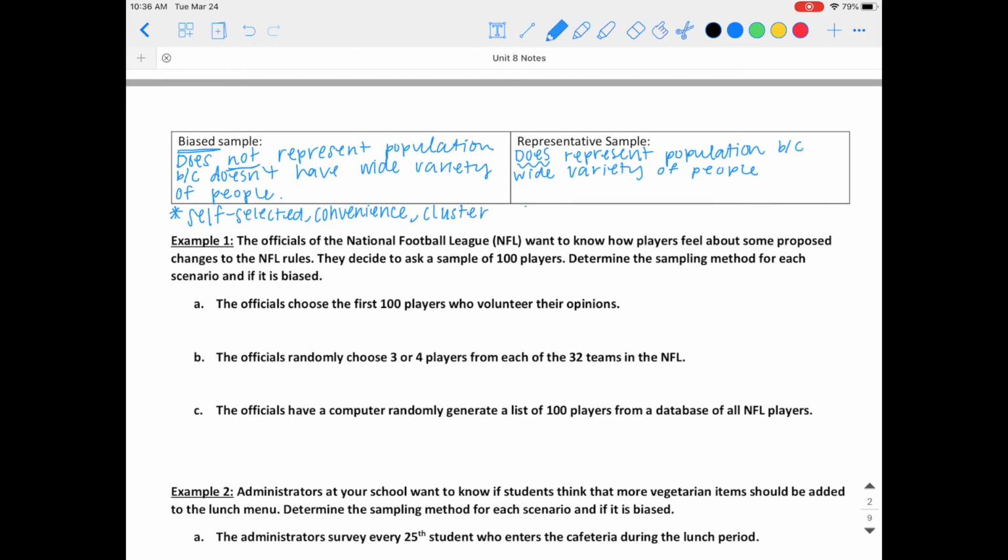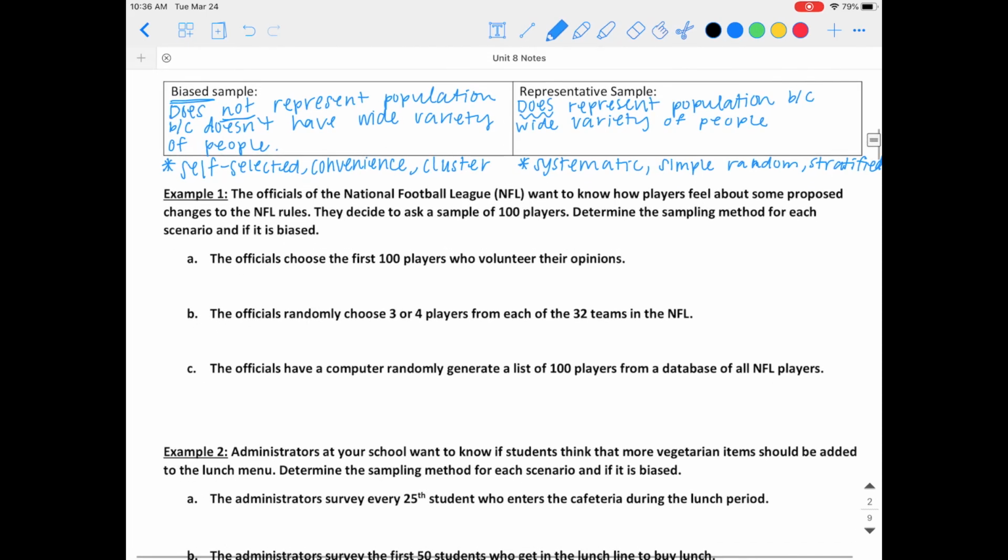Okay, so the ones that typically, again, not always, are going to be representative are systematic, simple random sample, and stratified. And remember, cluster and stratified are very similar to each other, but cluster only takes from some of the groups, which is why it would be biased. Stratified is going to represent every single group in that population. Okay, so let's look at these examples.